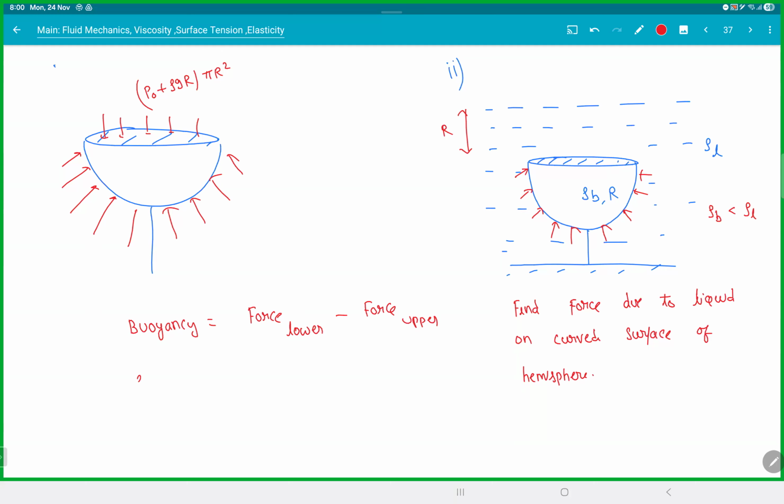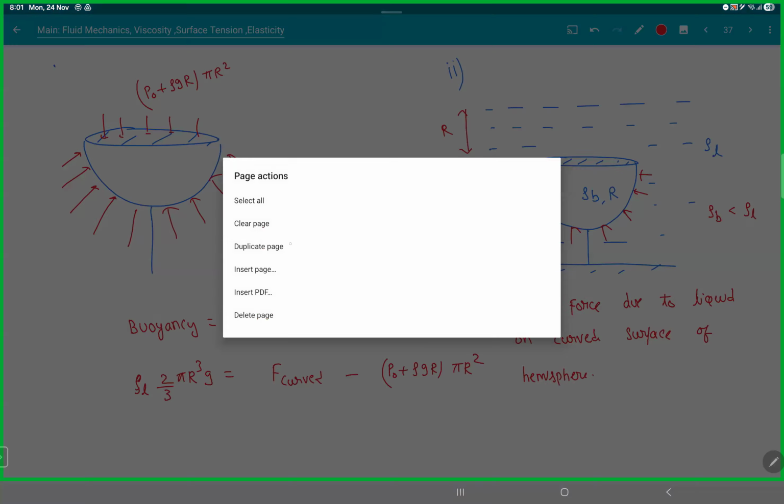And you know the buoyant force, which is rho liquid, 2 by 3 pi r cube g. This is the force on the curve. And this will be P naught plus rho g r into pi r square. There you'll get the answer. Easy? Any doubts on that?